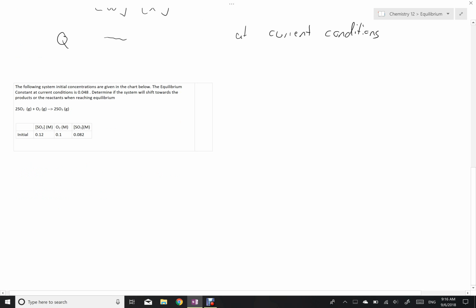Here's an example. The following system initial concentrations are given in this chart below. The equilibrium constant, K, for this reaction is equal to 0.048. I just made that up. Determine if the system will shift towards products or reactants when reaching equilibrium. So first of all, we're going to notice that all of these are gases. So we're going to write what would usually be our K expression, but this time we're going to call it our Q expression because we're going to use our current concentrations with it.